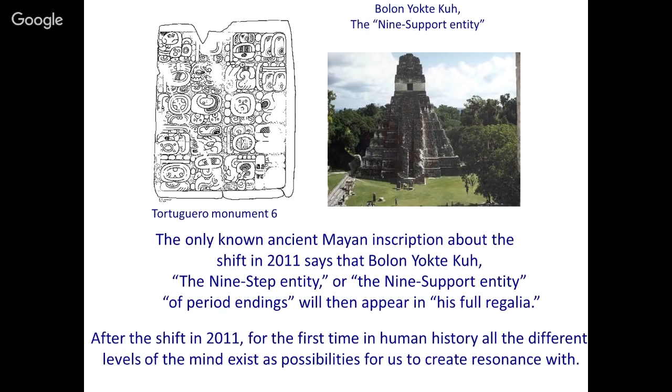Next slide, please. But as I mentioned earlier, there are 9 different waves in operation, and the only inscription that we have from ancient times, from the Maya, is about what happened at the shift in the Mayan calendar in 2011, and not 2012. It doesn't really matter, but it was a misrepresentation that you heard a lot about, December 21, 2012. But what really happened then, according to the ancient inscription, was that the totality of the 9 waves, looked upon as a deity, would then manifest in its full regalia.